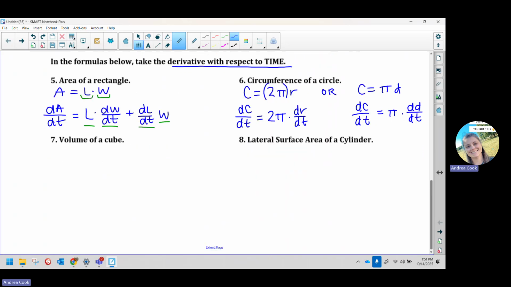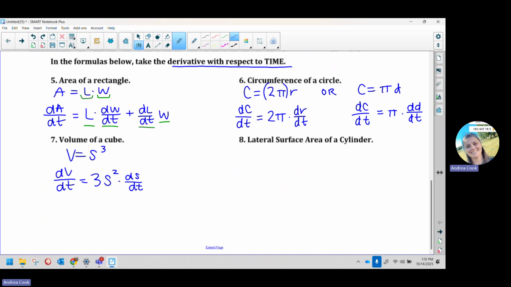All right, volume of a cube. Volume of a cube is just the side cubed. So derivative would be dV over dt. We bring the 3 down, subtract 1, but then chain on the rate of change of s. Right, so you're chaining on because the side is changing over time. So you're always going to chain on. You are always going to chain on for every single variable you find the derivative of.